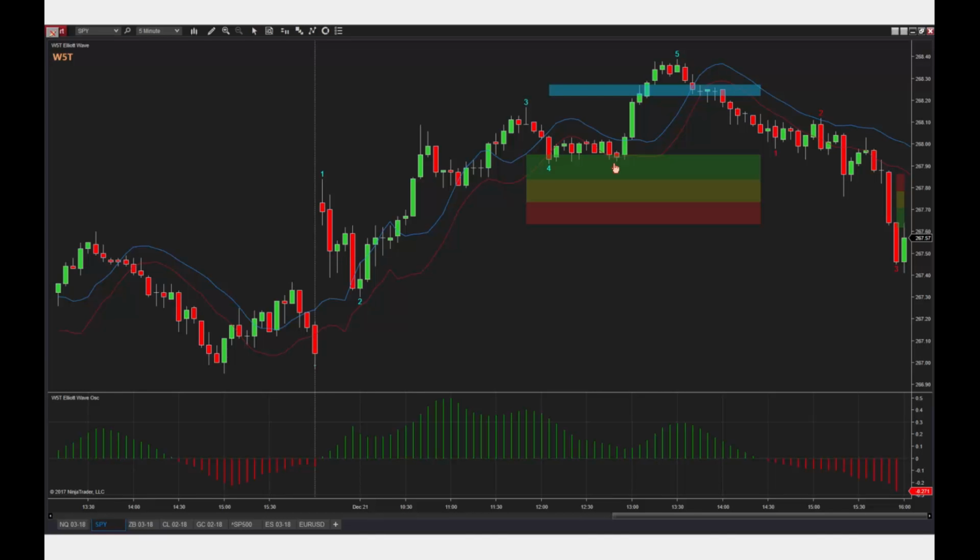So today on the 5 minute on SPY, there was a 5th wave trade. And the entry would be just coming out of this range bound period. It's hit the green zone. Boom.